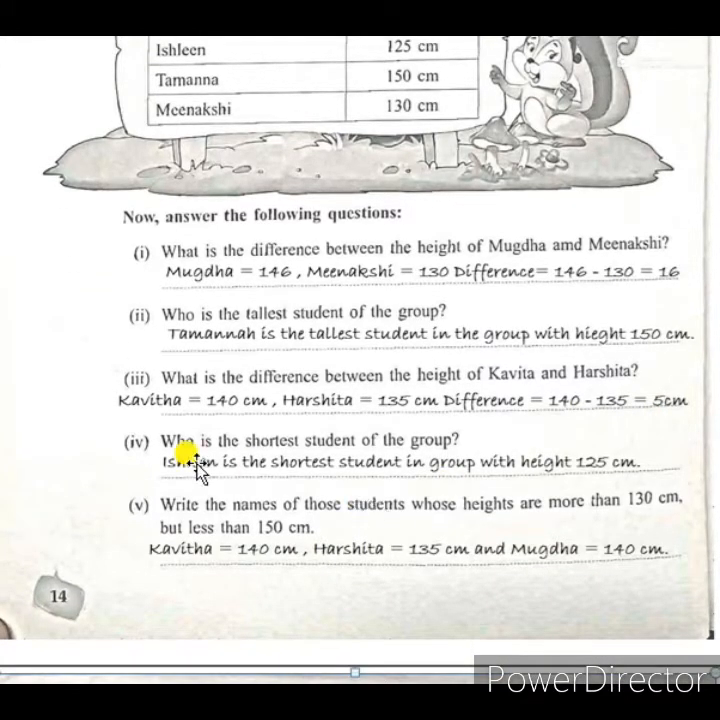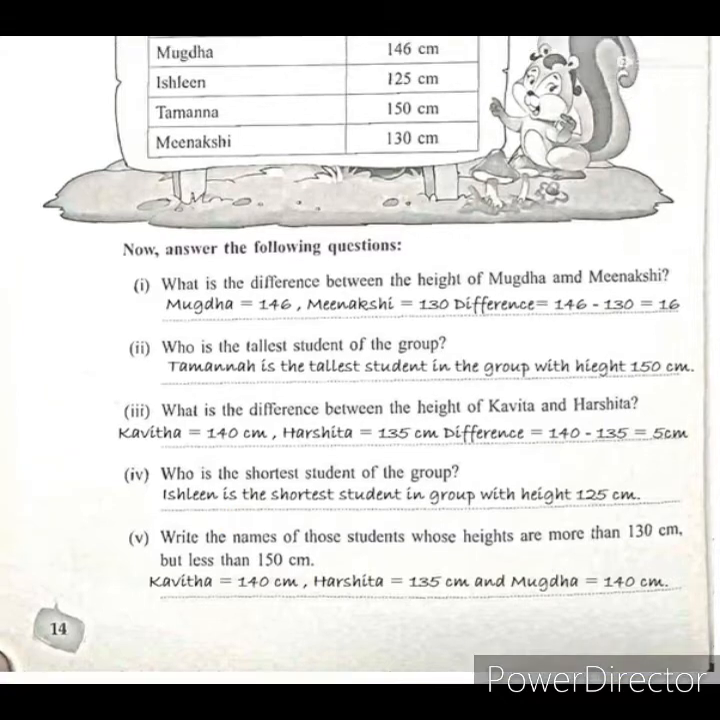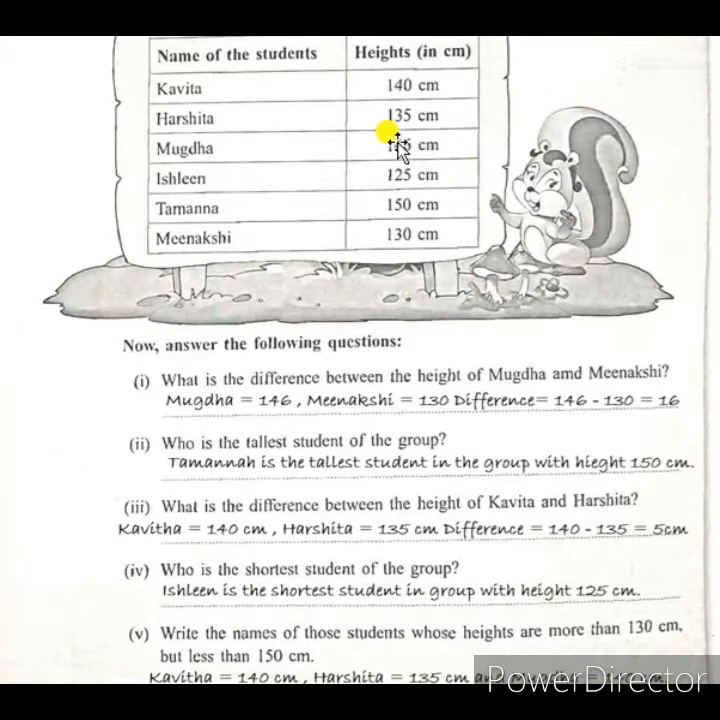Question number 4 is: who is the shortest student of the group? First we found the tallest student of the group, that was Tamanna. Now we have to find the shortest student. From this chart, we have to find the smallest height. See, 140, 135, 146, 125, 150 and 130. Among these, we found that 125 is the smallest height in this chart, that is Isleen.